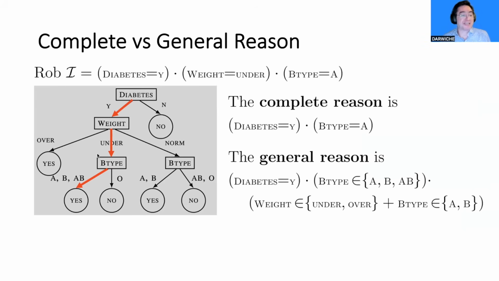This is the same example we looked at, and this is Rob, right? So the complete reason for this decision on Rob is this, and the general reason is this. And as you can imagine, here these are all simple literals. Now I do not necessarily have simple literals. Now you're going to see later that the complete reason always implies the general reason. So the general reason is a weaker condition. So we'll show you a nice general relation later.